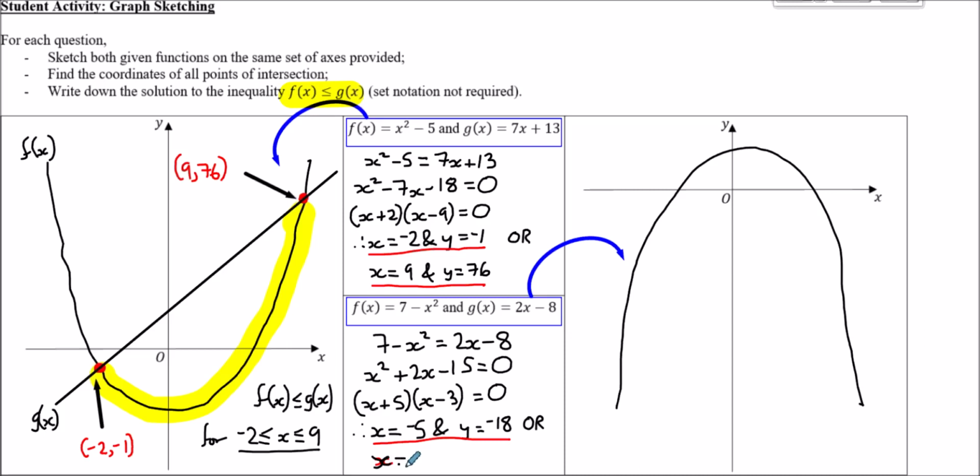We can have x is equal to 3 and y is equal to 7 minus 3 squared. Well, 7 minus 3 squared is 7 minus 9, which is minus 2.